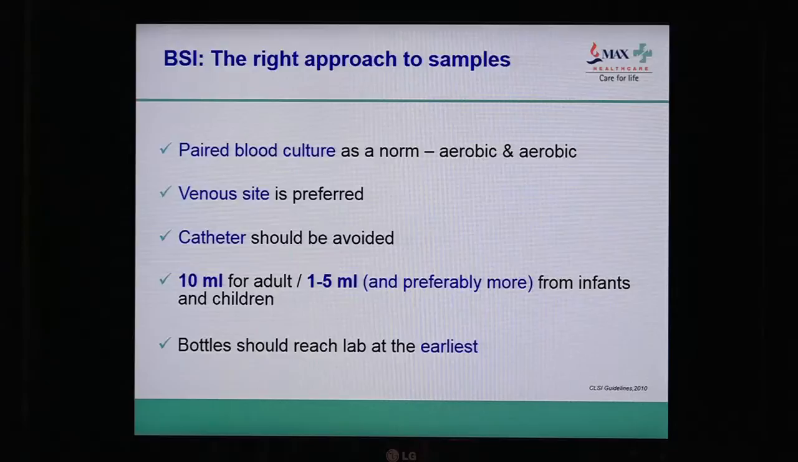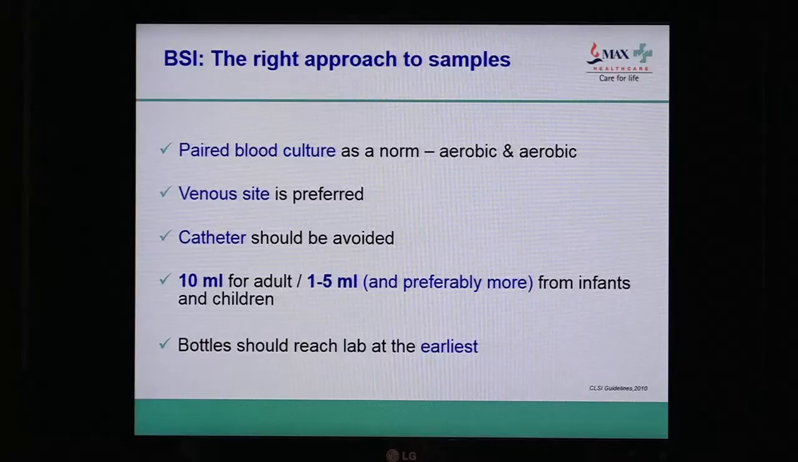Our practice is aerobic and aerobic, only anaerobic when there is an indication, basically in surgical patients, emergency or in neonatal cases. Otherwise, in most cases, aerobic and aerobic. Venous sample is preferred, but if it is paired, definitely one from the central line, one from the venous. Catheters like arterial lines and peripheral catheters should be avoided. Only central catheter is acceptable, and 10 ml for adults, 1 to 5 ml preferably more for infants and children. But in whatever study we have done, we have also published a paired blood culture article, the average is 5 to 6 ml, 5 to 7 ml blood volume they send for blood cultures, and bottles should reach the lab at the earliest.